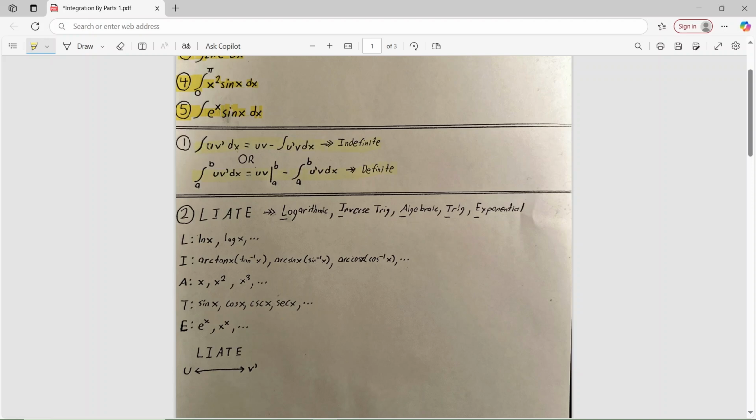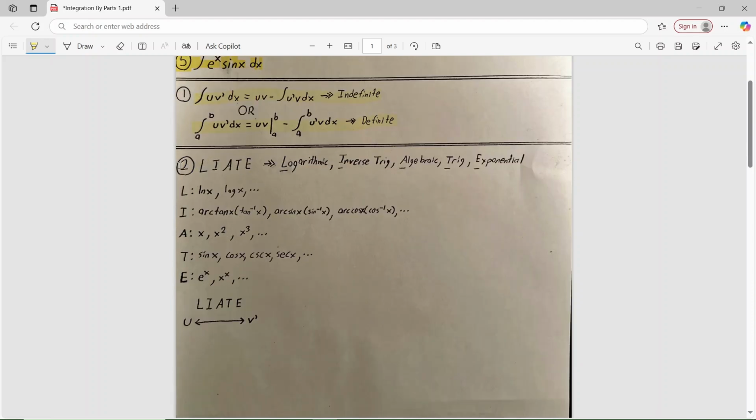The way that we use it is we have a u function times a v prime function. The integral of that, we're trying to figure that out, is equal to the u function times the v function minus the integral of the u prime function times the v function.